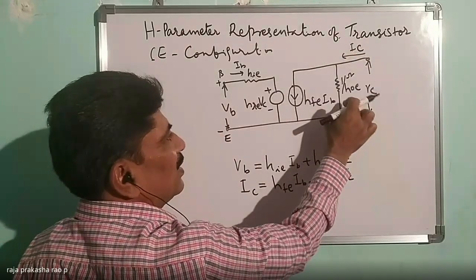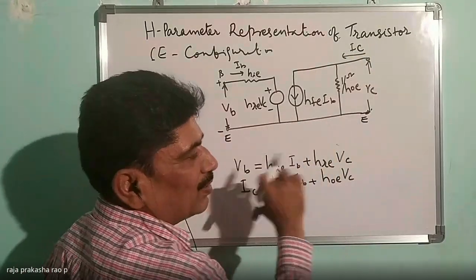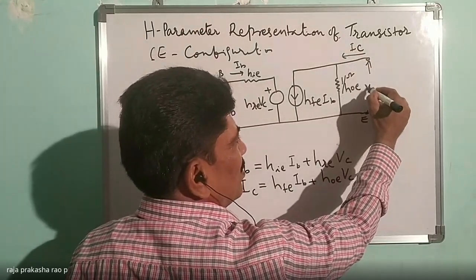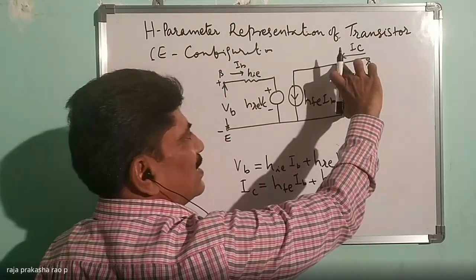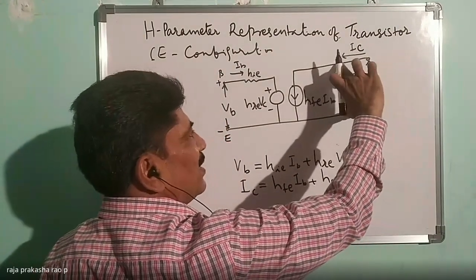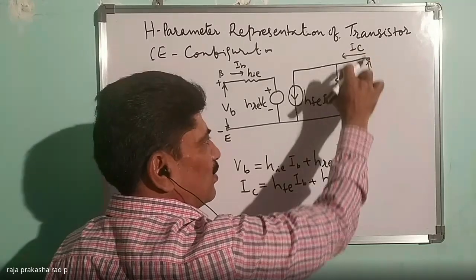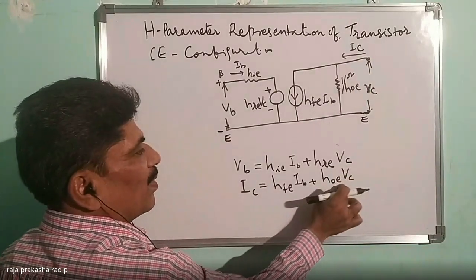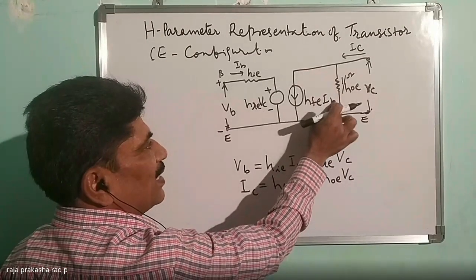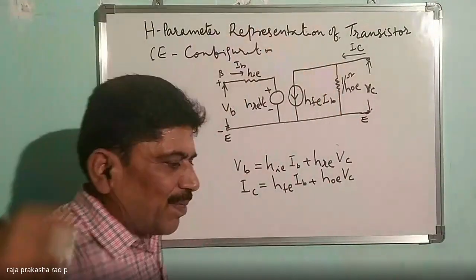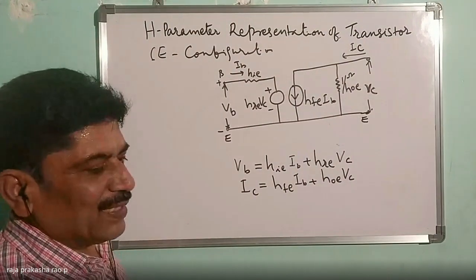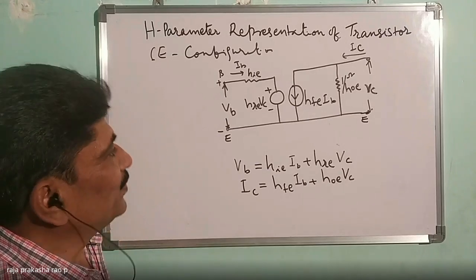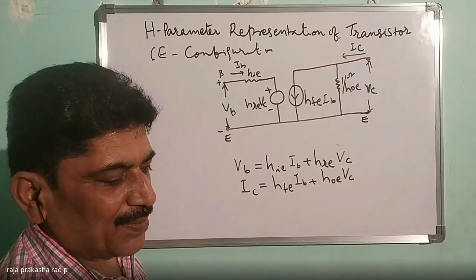What is the current flowing through this branch? How can you find out? The potential difference across this is VC only. VC divided by the resistance gives the current through this. What is the resistance? 1 by hoe, so the current is VC into hoe. And the other current is hfe IB. Add these two, and we get IC. So we have finished the common emitter configuration. Let us see common collector now, and then common base.